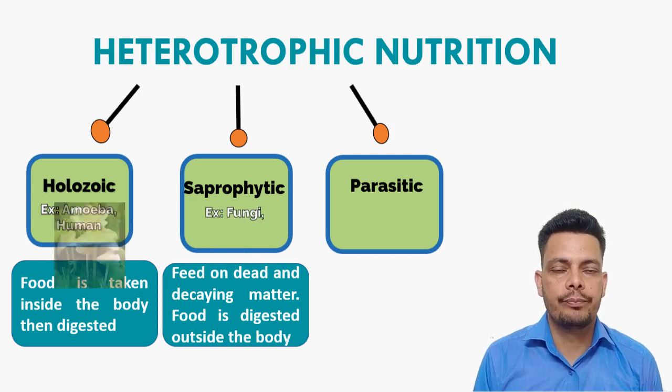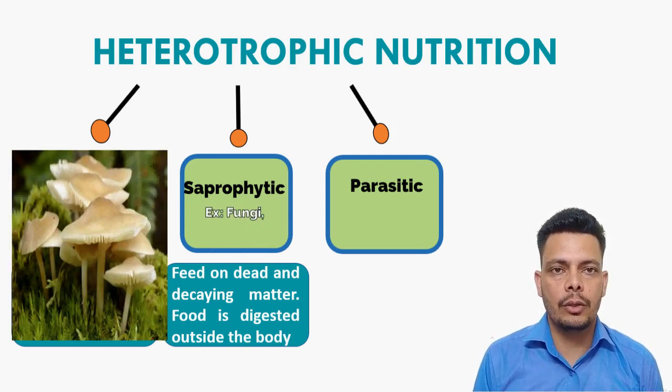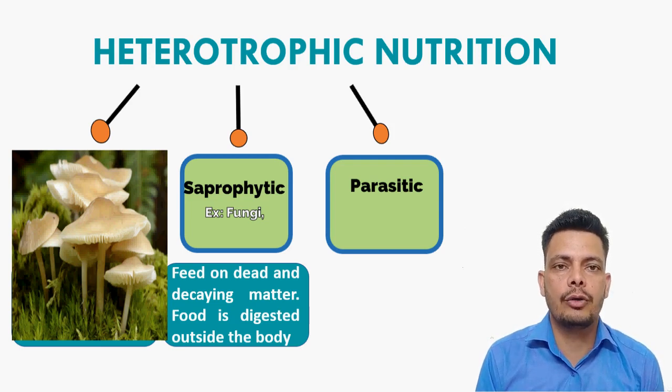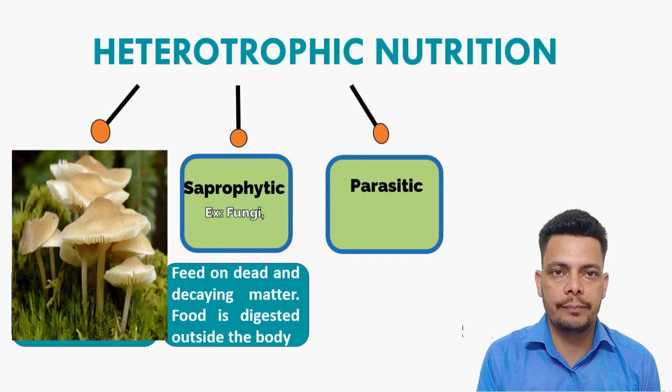The examples are fungus. Okay, you can be confused between fungus and fungi. In some countries fungi is spoken, and in some countries fungus is spoken. Fungus is the singular form, and fungi is the plural form. The same way it is with alga and algae. Algae is a plural form, and alga is a singular form.